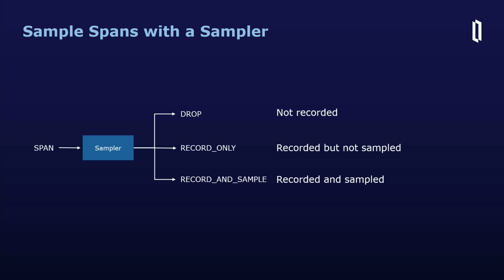So to sample a span, you will need a sampler. So how does this work? When a span comes in, it will make decisions. It will either drop it or sample it. There is also a special operation called record only, which means you can use it to do some calculation and the span will be generated, but it will not be emitted.